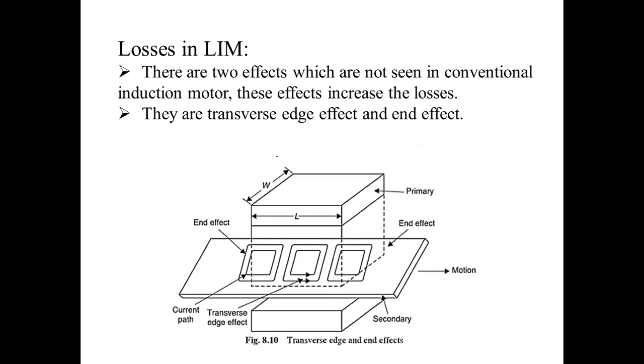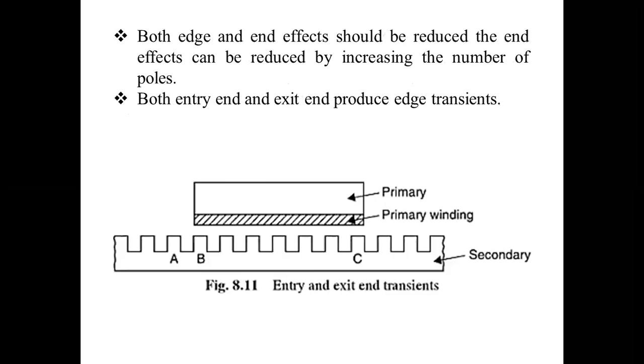Next, losses in a linear induction motor. Those losses are the transverse edge effect and also the end effect. These two effects are the main losses in a linear induction motor. Furthermore, there are no rotating losses. Why? Because it is a linear induction motor, and the machine runs using linear motion, so we do not have any rotational losses. So we are going to discuss the losses related to linear induction motors: the transverse edge effect and also the end effect.